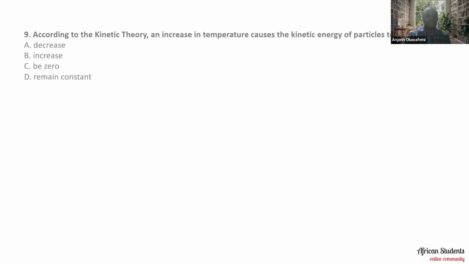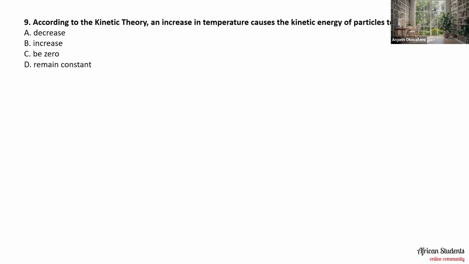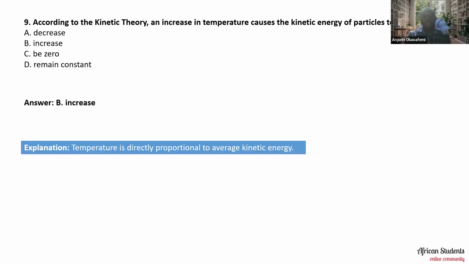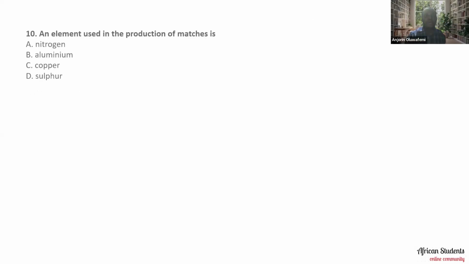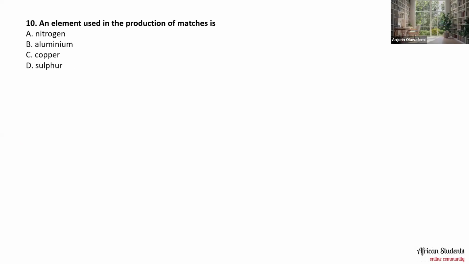Which is 1092 Kelvin. Okay. According to the kinetic theory, an increase in temperature causes the kinetic energy of particles to: A, decrease; B, increase; C, be zero; and D, remain constant. The answer to this one is increase, and the reason is because temperature is directly proportional to average kinetic energy. Okay. An element used in the production of matches is nitrogen, aluminum, copper, or sulfur. The answer to this one is actually sulfur, D.